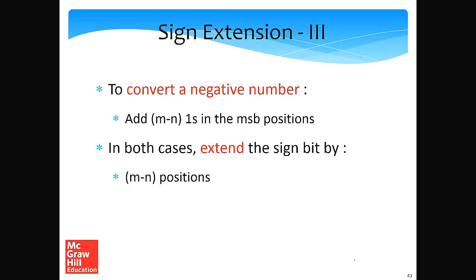So just summarizing and closing the discussion, in both cases we extend the sign bit by m minus n positions. For example, if I want to convert from a 4-bit to an 8-bit number system, and my number is 0010, all that I do is add 4 zeros to the left of it. If I have a number of the form 1011, I just add 4 ones to the left of it. So essentially, I take a look at the sign bit, and whatever it is, I just extend or replicate it across the positions to the left.